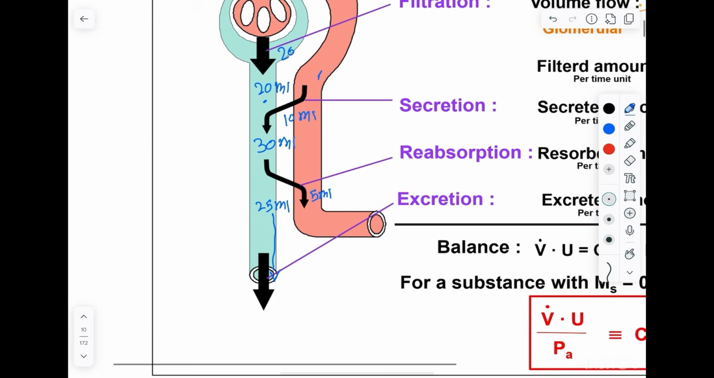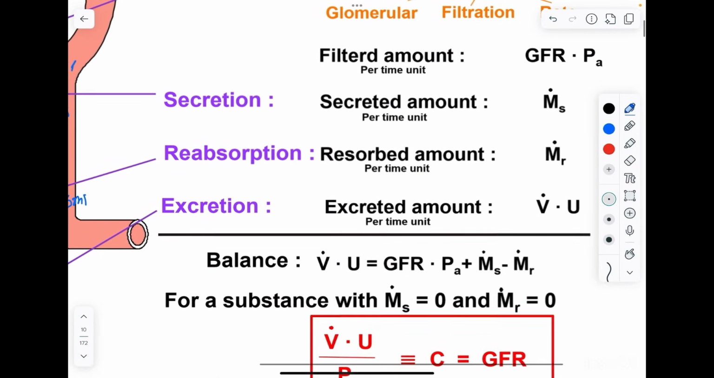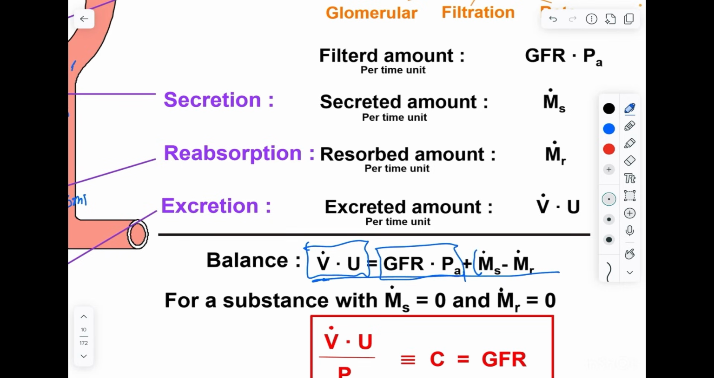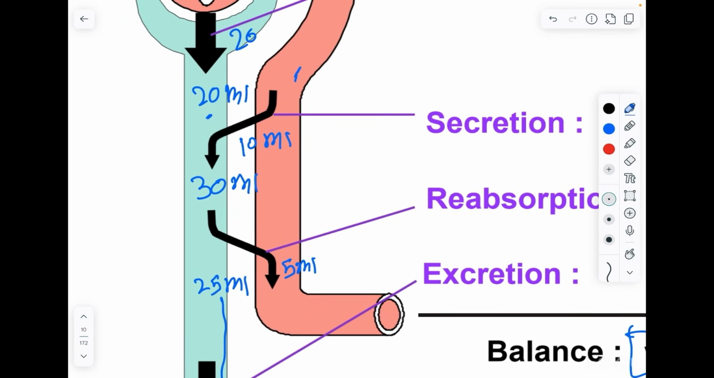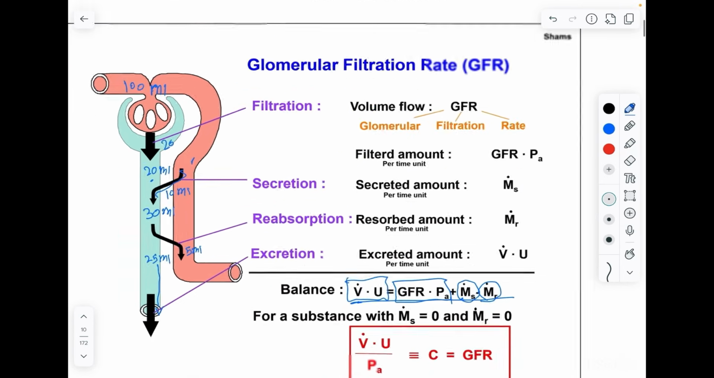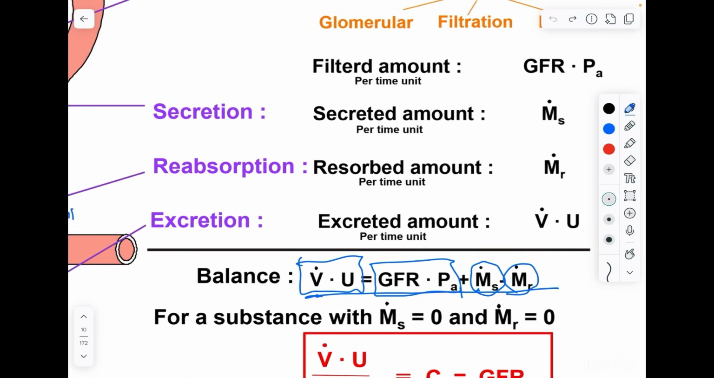So we can sum up a law from this, and this is the law that you should memorize. The amount that's being excreted with urine of a certain substance is equal to what's being filtered plus the secretion minus the reabsorption. You just did it without knowing the law. Here, we said if you secrete it, you will add it to the amount, and if you reabsorb it, you will decrease it from the amount. So this is the law that you should know.